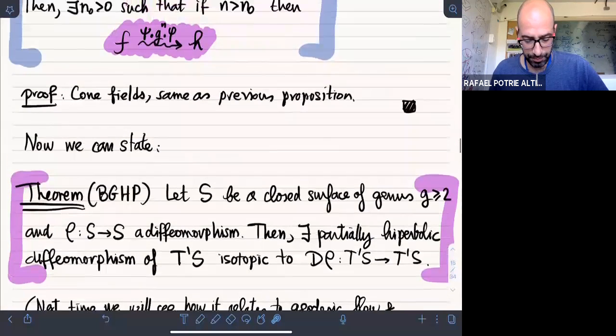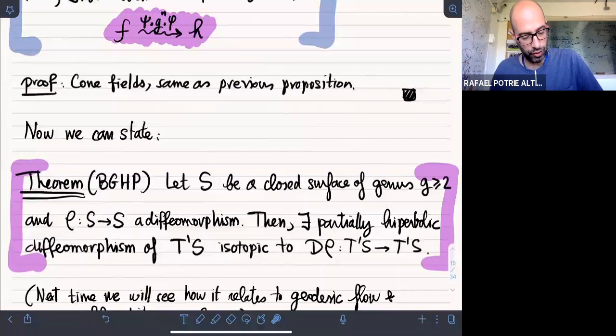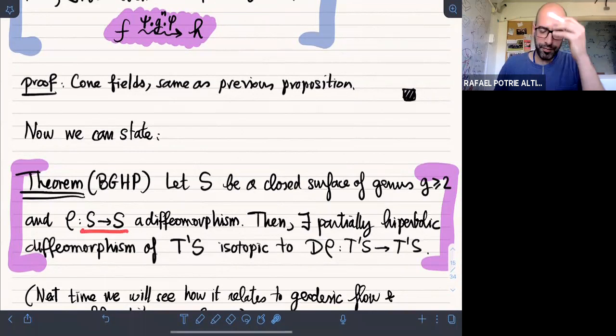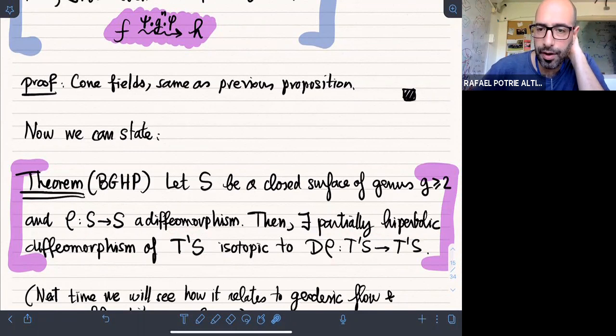because it will allow us to show the following theorem, which I think now is really a non-trivial theorem. It tells you that if you have a closed surface of genus G, and you have a diffeomorphism rho of the surface, no matter which diffeomorphism you choose, then there exists a partially hyperbolic diffeomorphism in this manifold, which is isotopic to the lift of the map rho.